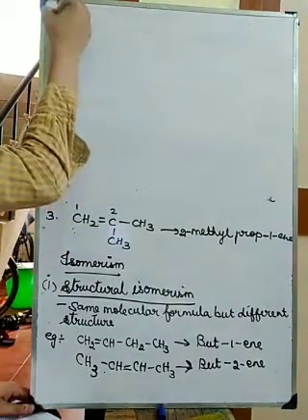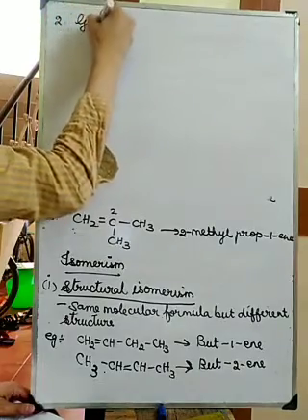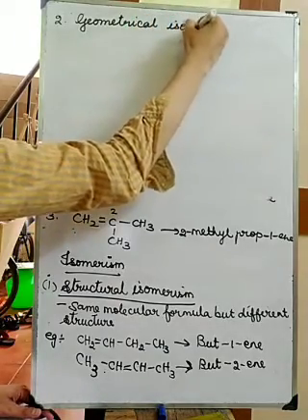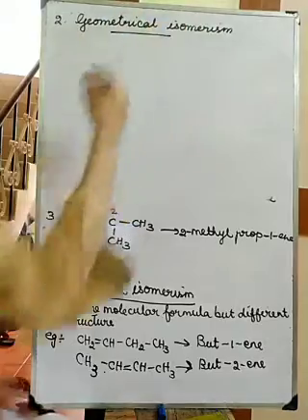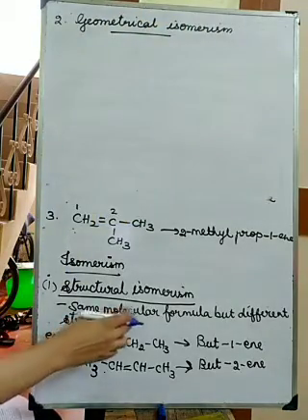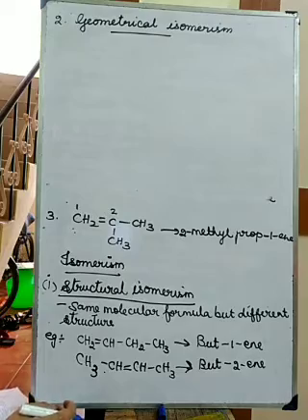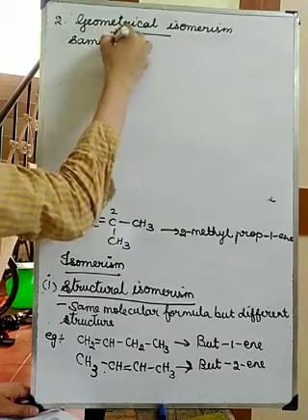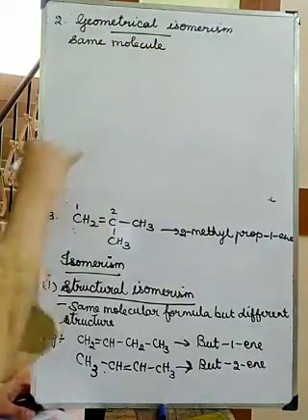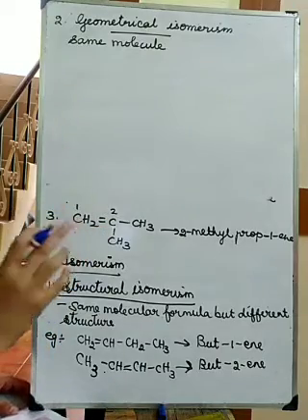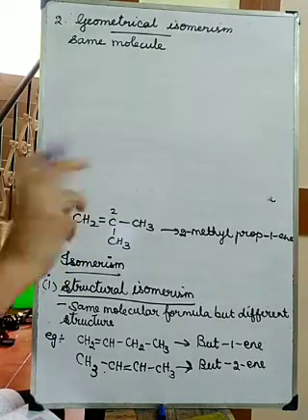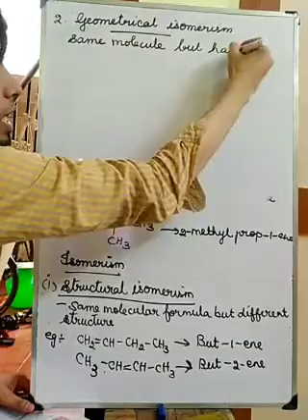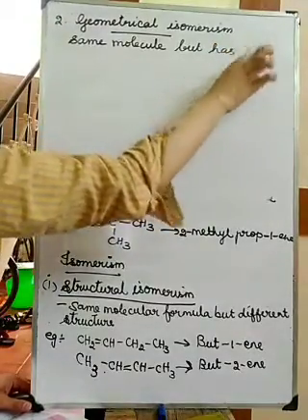So the next one is geometrical isomerism. Structural isomerism means they will have the same molecular formula but different structure. Geometrical isomerism means the same molecule only but with different arrangement, how we saw the conformations. Yes or no? Rotate and it is the same thing. Same molecules but different arrangement in space.